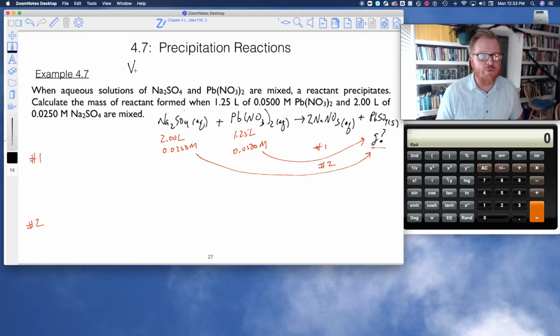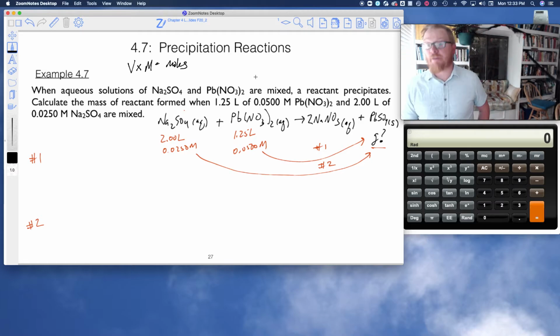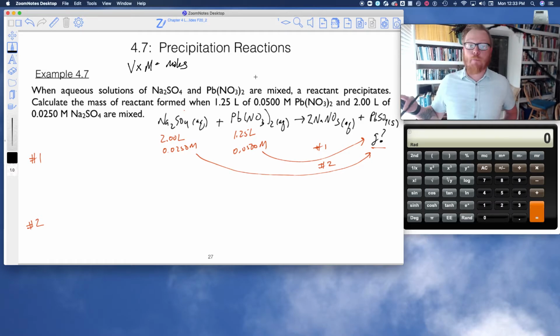So remember, when I have volume times molarity, it directly gives me moles. So I don't need the molar mass of any of these things, which is great. Okay, so now I'm going to start by saying 1.25 liters of the lead nitrate.